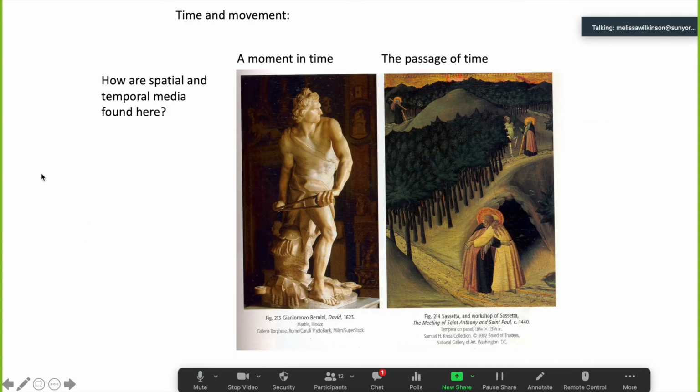So wake up. I'm going to ask you questions. How are spatial and temporal media found here? What are the differences between these two things? Is the first sculpture of Bernini's David spatial or temporal? Help me out. Is this sculpture spatial or temporal? I think it's temporal. Why do you think it's temporal? Tell me why.